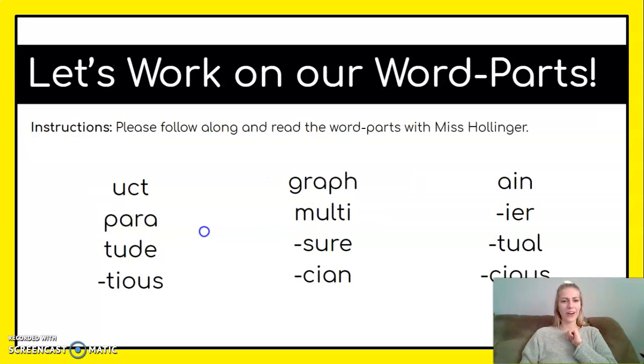Good work, grade fours. Now let's work on our word parts, okay? So I am going to put my cursor or mouse doodad underneath each word part, and as you see the signal, I want you to say the sound of those word parts, okay? Let's begin.